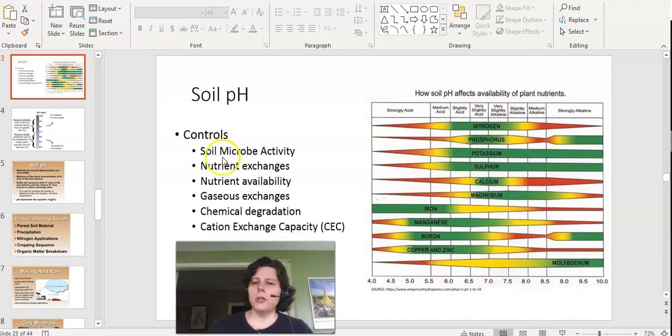So the pH controls the soil microbial activity. There's certain types of microorganisms that like low pHs and some like high pHs, but they generally like it around neutral. And their nutrient exchange, so like we can look here at nitrogen. So nitrogen is really green here. Here's pH of 7 down here. So you can see nitrogen likes it right in the middle, but if you get too much on either side, it really doesn't do well.